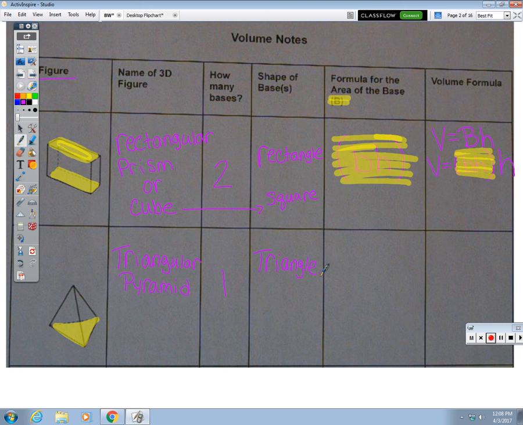Okay, this next section says formula for the area of a base, in parentheses. What that's asking is, how do I find the area of a triangle? Alright, so base, how do we find the area of a triangle? What have we been doing for like 6 weeks? Base times height divided by 2. Base times height divided by 2, or half base times height, okay? So I'm replacing this big B with base times height divided by 2. And I'm going to highlight it because it has to do with the area of my base.